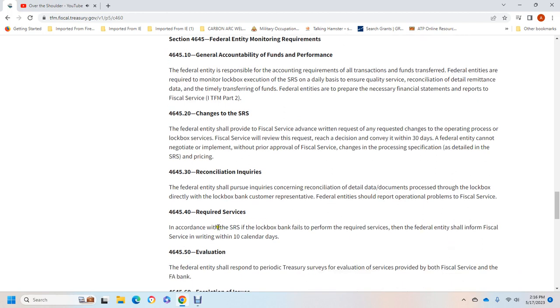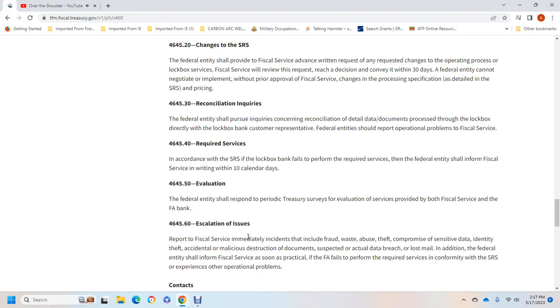4645 40 Required services according to the SRS. The lockbox bank shall perform the required services. The federal entity shall inform official services in writing within 10 calendar days. 4645 50 Evaluation.